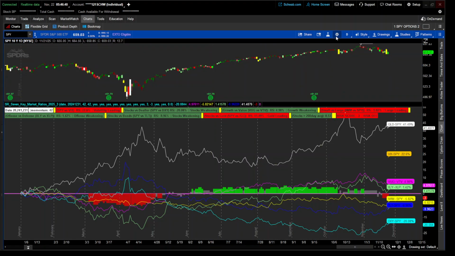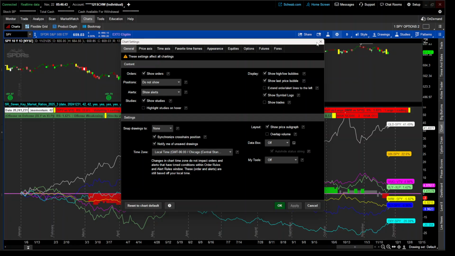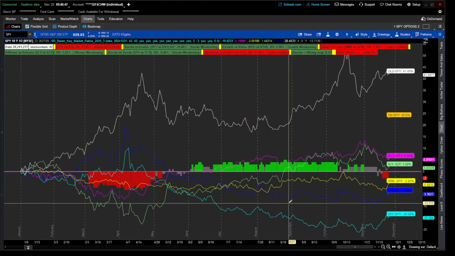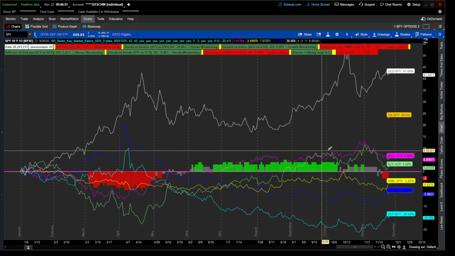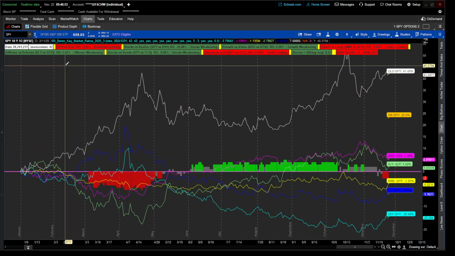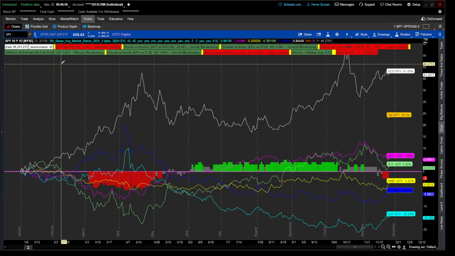I'm going to get rid of the top half of the graph. I'm going to show the indicator by itself because it's in the bottom half of the graph, and it gives you more visual perspective on it. So where we have the relationship or the ratios are the percentage change ratios versus the SPY.